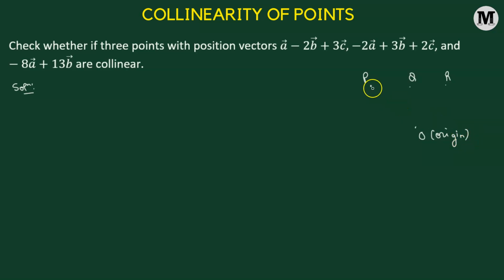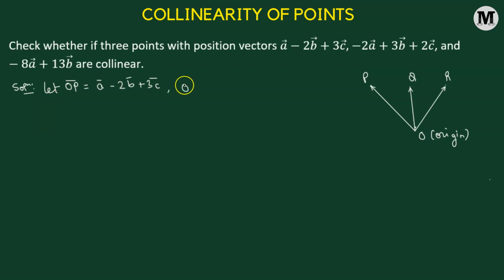Now, to define the position vector of each of these 3 points P, Q, and R with respect to the origin, we have to draw directed line segments joining the origin and that point, either point P, Q, or R. So here we can define the position vector of point P as OP vector. That will be equal to, let's say, A vector minus 2B vector plus 3C vector. So here we're going to make this assumption.